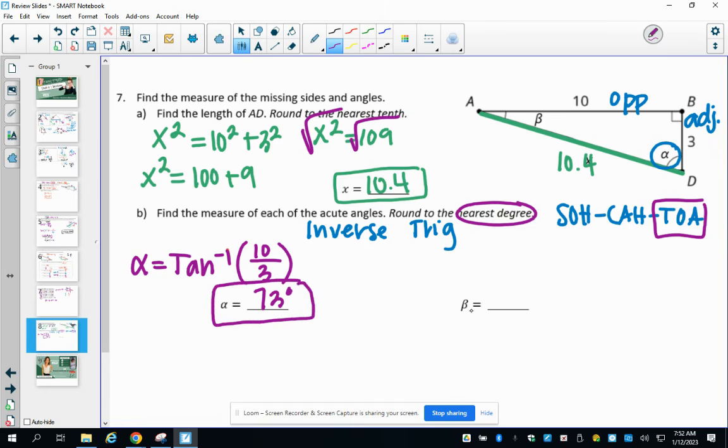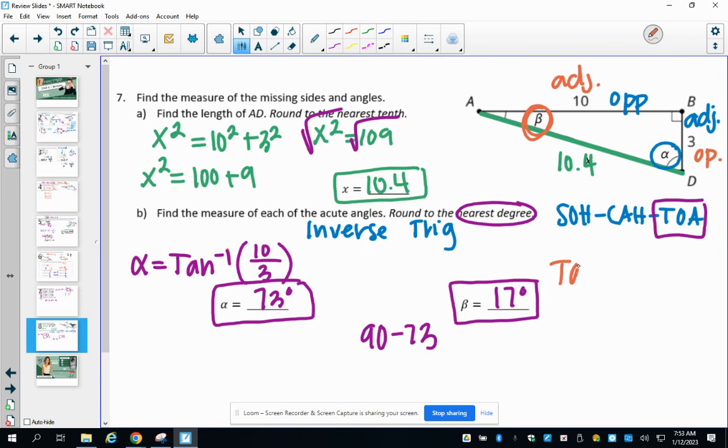And then you can certainly set up another trig function here. But we also know that alpha and beta total 90 together. So we can do 90 minus 73. And we would get the measure of beta, which would be 17 degrees. If you wanted to set up another trig function for that, you certainly could. Then you'd be looking at beta. 3 would now be the opposite side. 10 would be the adjacent. So you'd have the tan inverse of 3 over 10. And then that would give you 17 degrees as well.